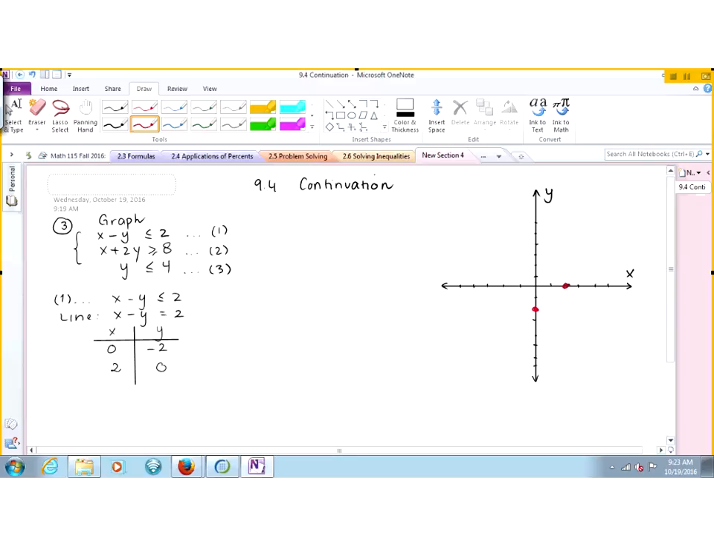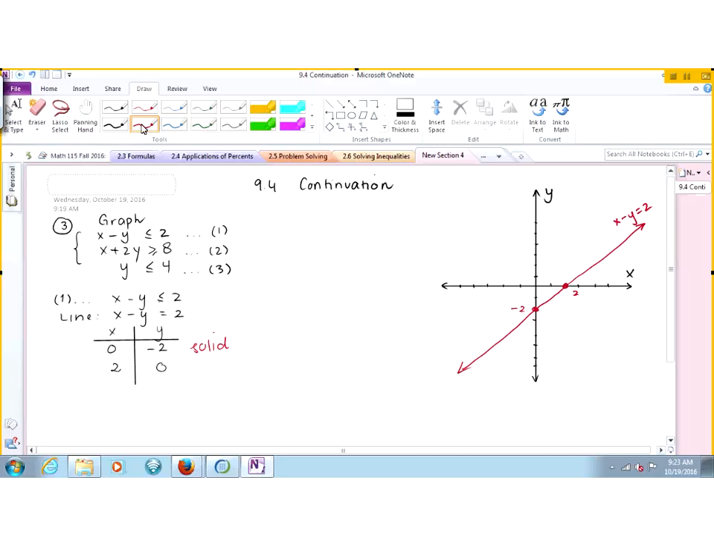Now let me ask you, is the line solid or dashed? Solid, yes. Why is it solid? Because it's less than or equal to, yes. So let's choose a test point. Oh, let me draw the line first. So this is -2, this is 2, and then let's draw the line. So x minus y is equal to 2. This is the label of the line.